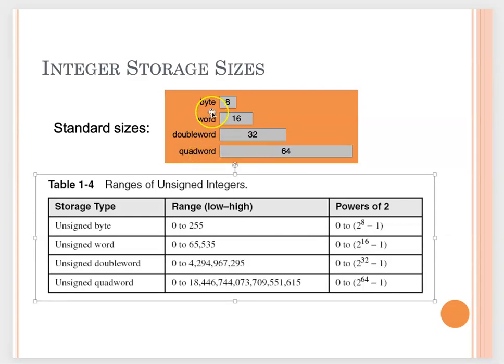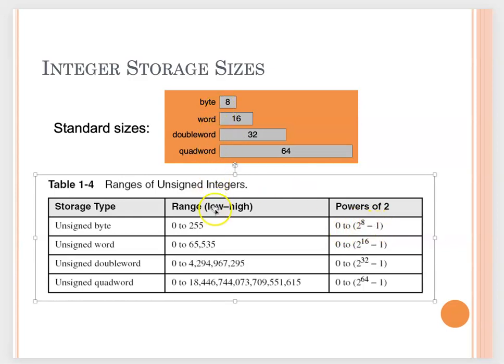So how do you decide what location to reserve? Should I use byte, word, double word, or quad word? It depends on the value you want to store. If you use only 1 byte, you have 8 bits, right? So your data for 1 byte starts from 00000000 to all 1s, 11111111. That's why the value range is from 0 to 255, or you can say 2 to the 8th power minus 1.